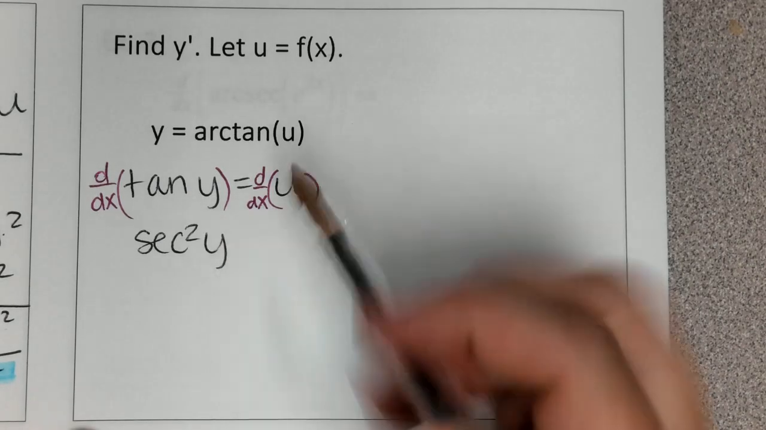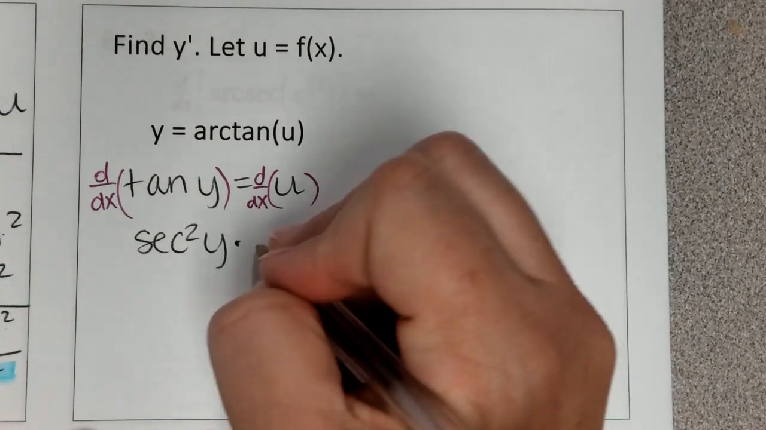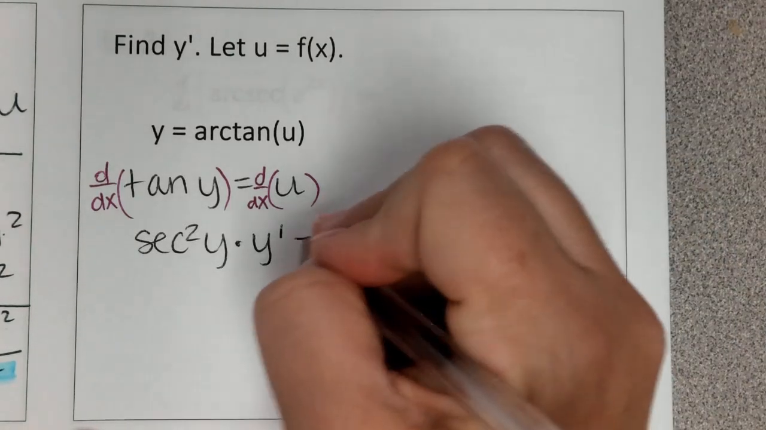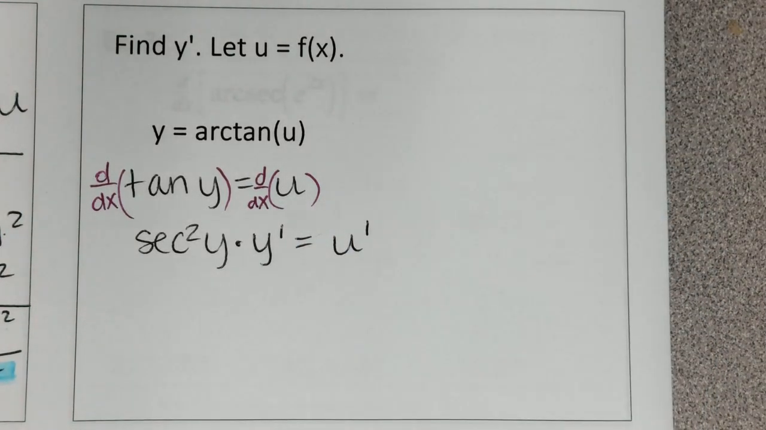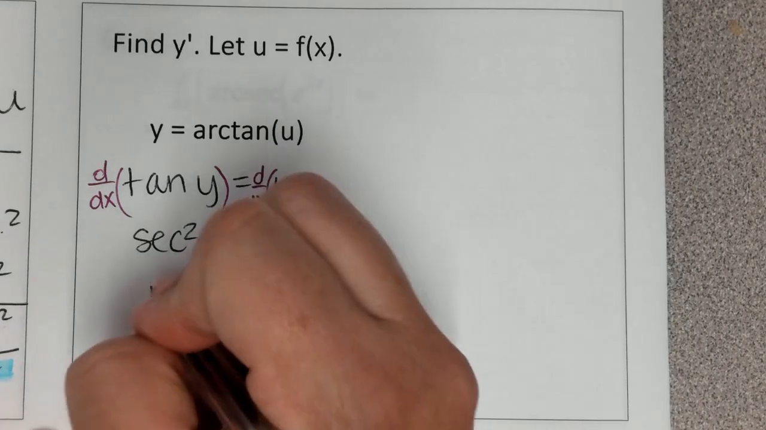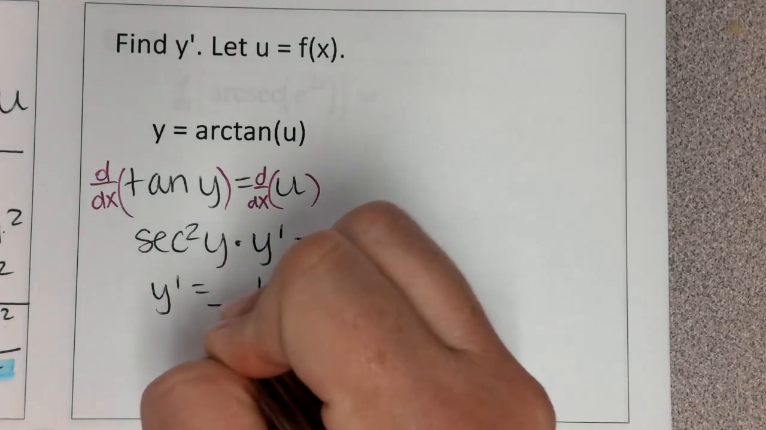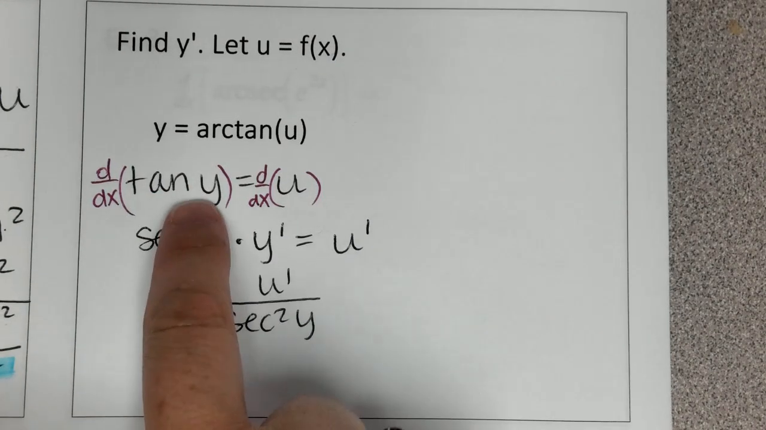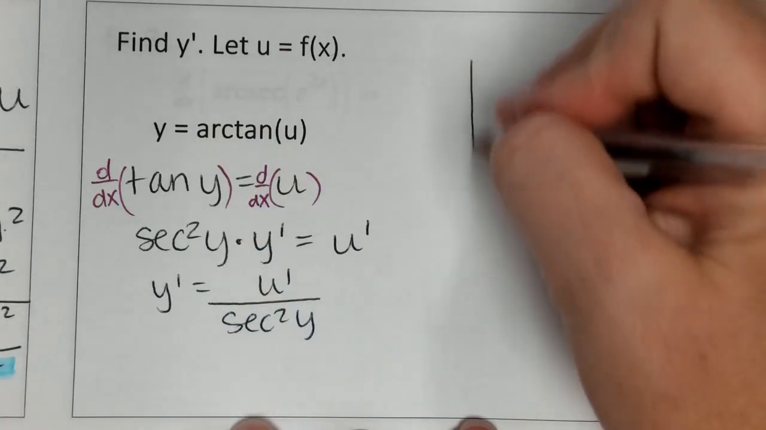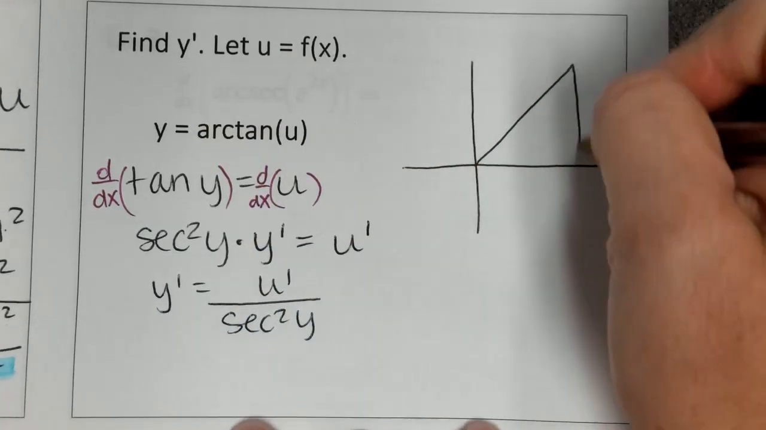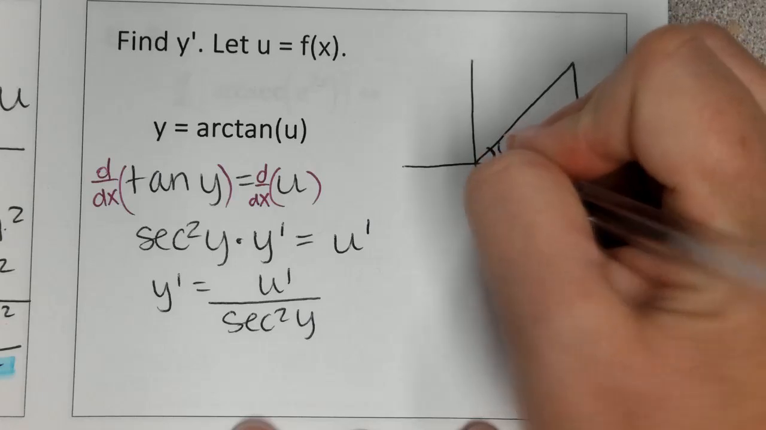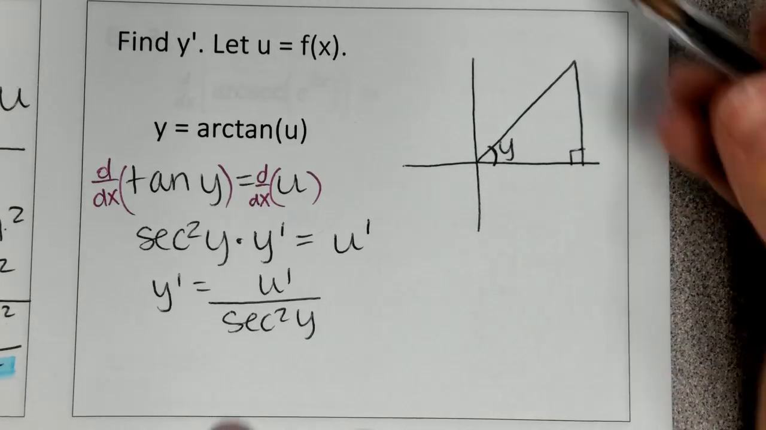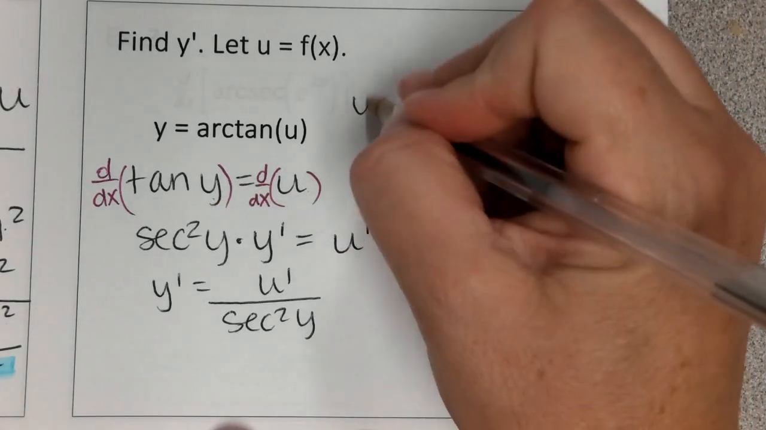Okay, so secant squared y times y prime equals the derivative of u with respect to x, which is u prime, or du dx. Solving for y prime gives me u prime over secant squared of y. So same thing, we're going to set up that right triangle. I know that the tangent of angle y is u. So let's draw that right triangle in the first quadrant. We're calling this angle right here y. But this time the tangent is u, or u over 1.